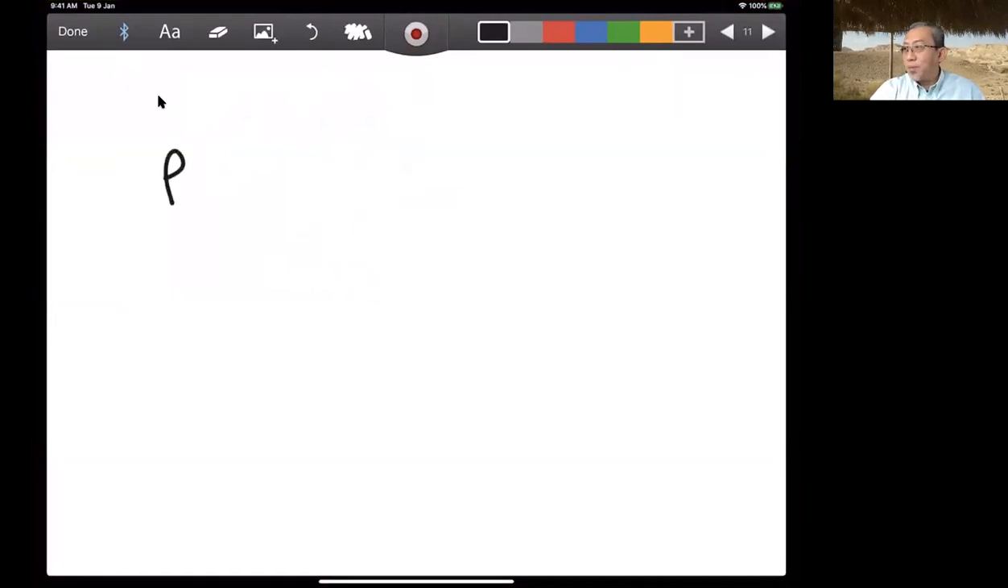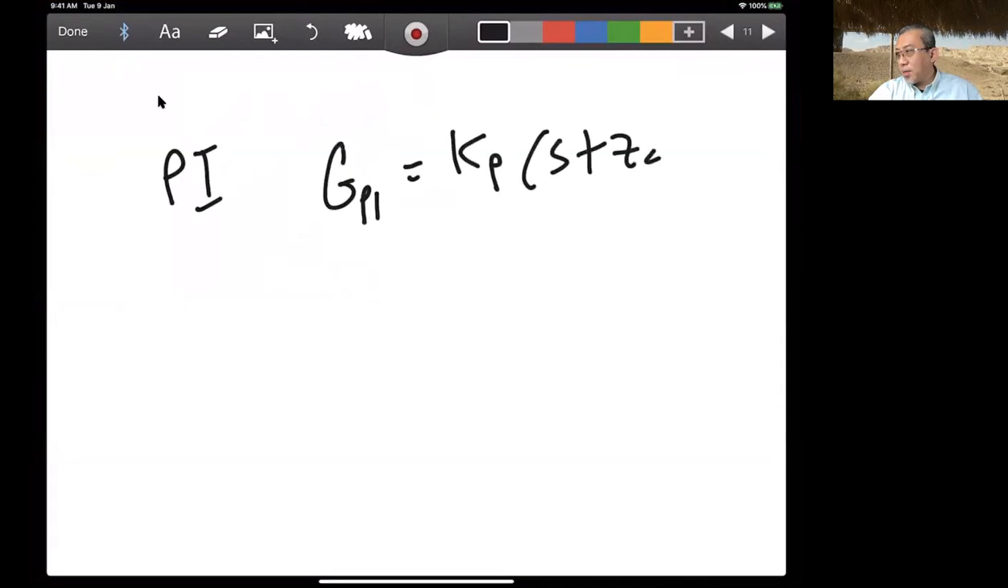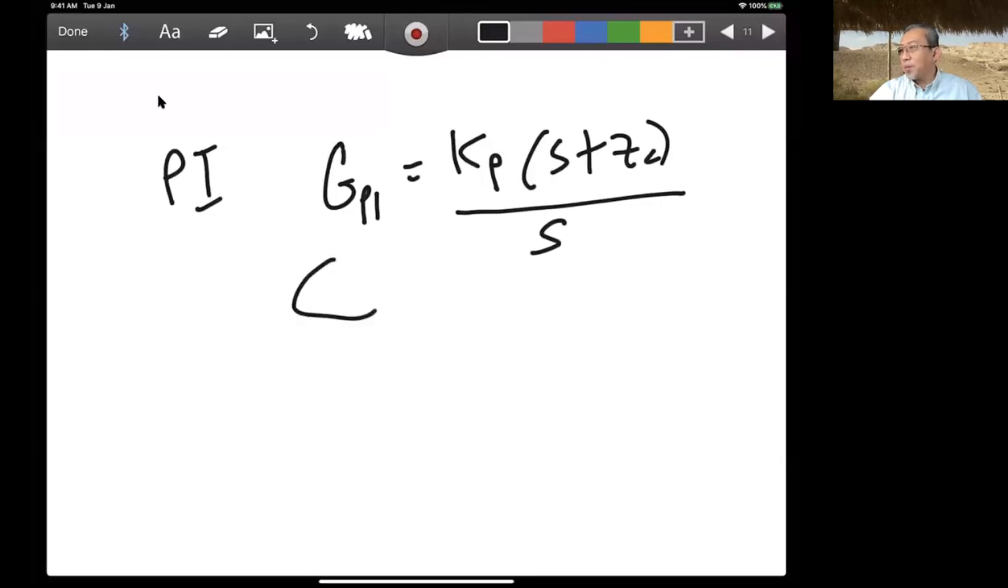PI controller. So G_PI is equal to Kp times (s plus Zc) over s. It has a gain, one zero, and there is one pole at the origin. So this one will make the steady state error equal to 0. So Zc is very close to the origin, for example 0.01, 0.5, 0.05.